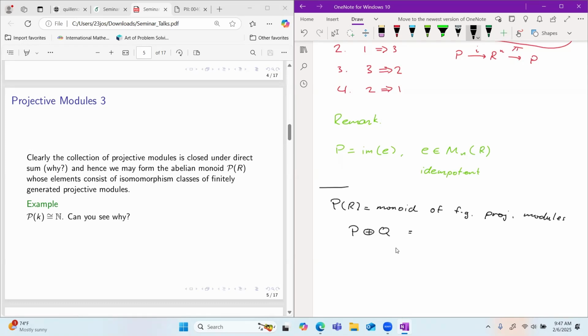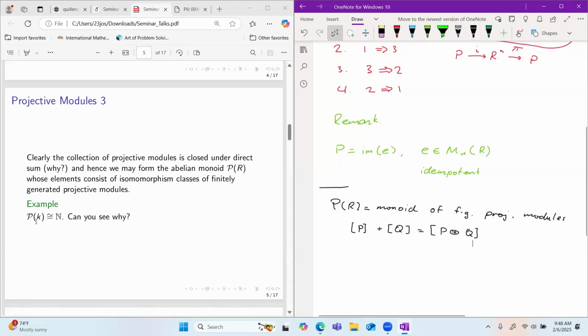Actually, what's a better way of writing this? We're interested in isomorphism classes. So I should write the rule for classes. If P is an isomorphism class and Q is an isomorphism class, then their sum in the monoid is the isomorphism class of the direct sum. It's good for me to be specific when I speak here.